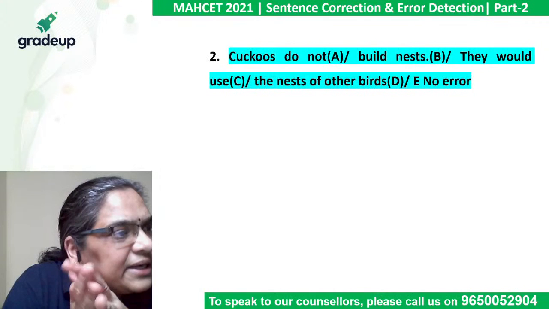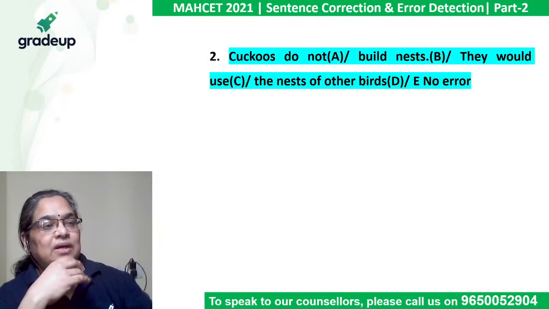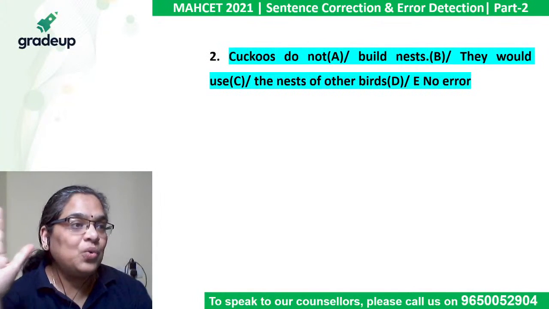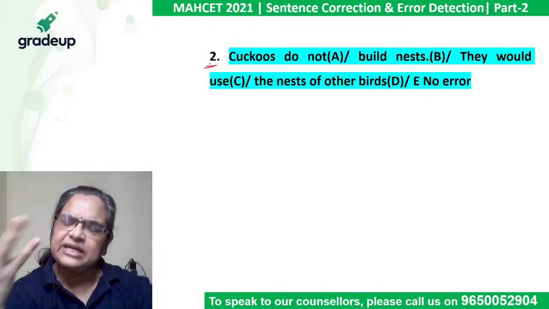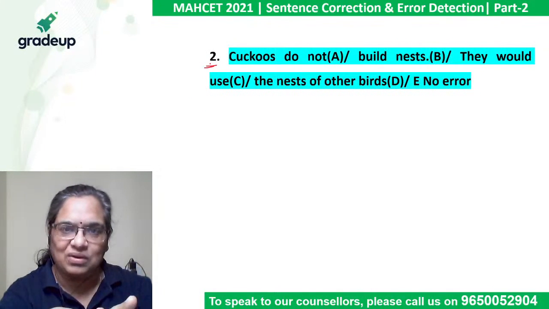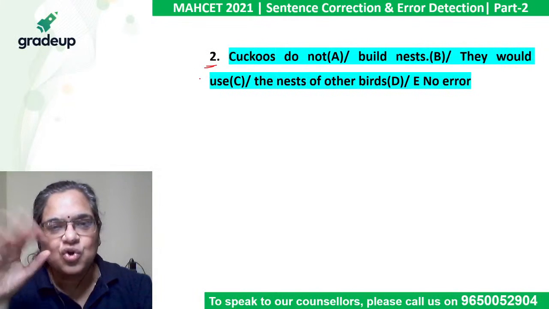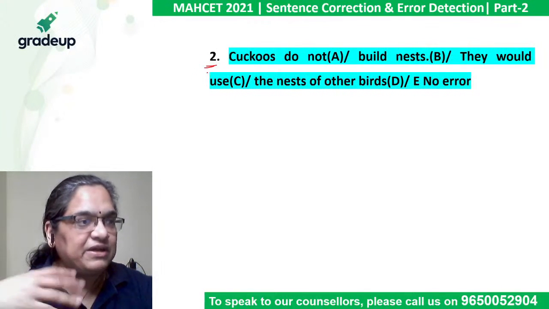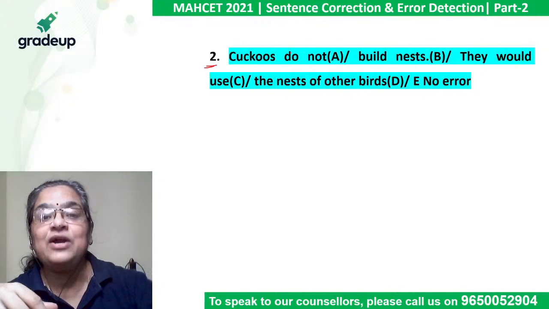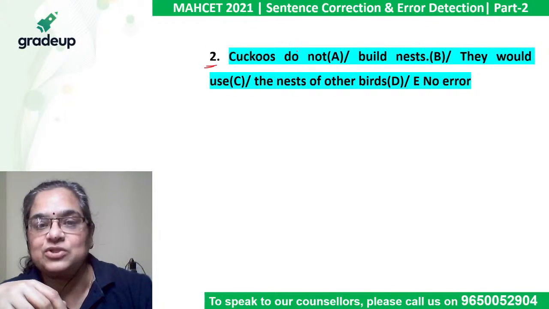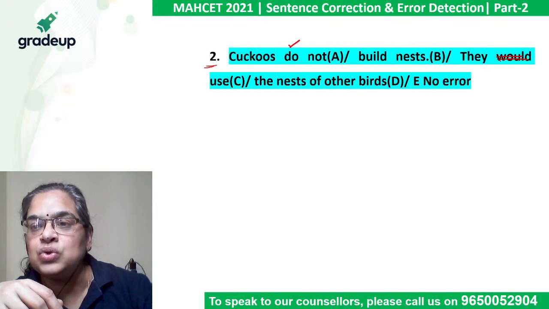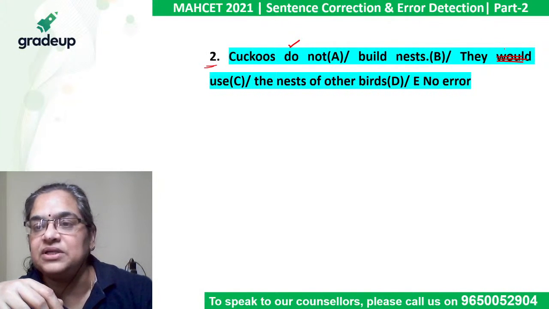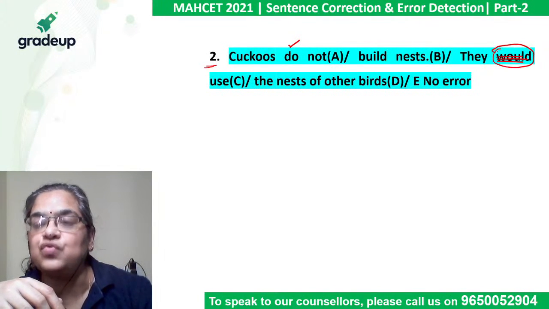How would you correct it, Tarun? Now, whenever you are stating a fact, is this a fact, right? Whenever you are stating anything which is a fact, it may be a wrong statement also. Crows don't build nests, and you say, yeah, they build nests. But if you mention anything as a fact, you use simple present tense. So, cuckoos don't build nests. They use the nests of other birds. There is no need for this would.